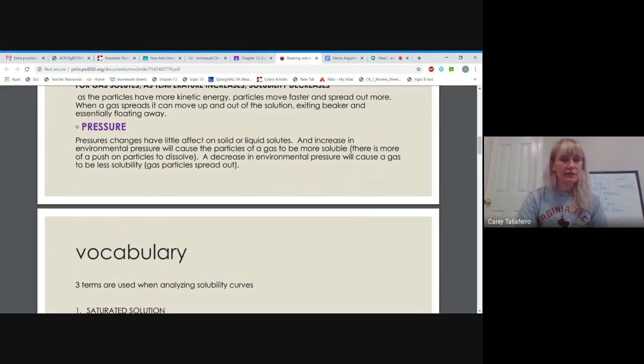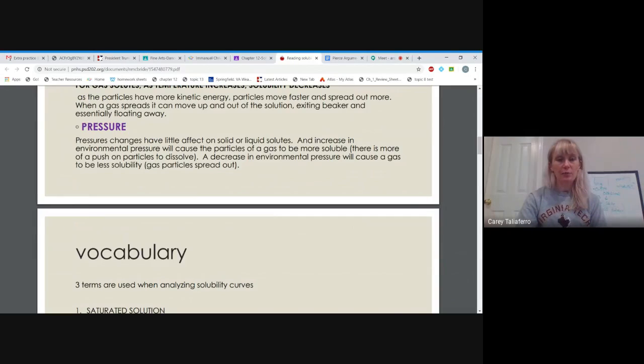But if an increase in environmental pressure occurs, that's going to cause the particles of a gas to become more soluble. All right. So if you are a soda bottling company, you want a low temperature and a high pressure to get as much CO2 as you need into your liquids.